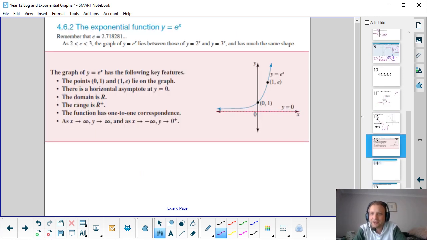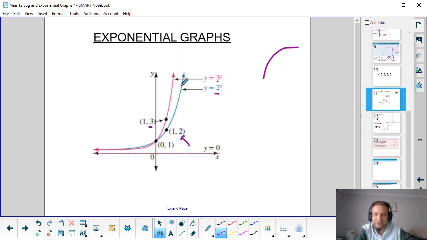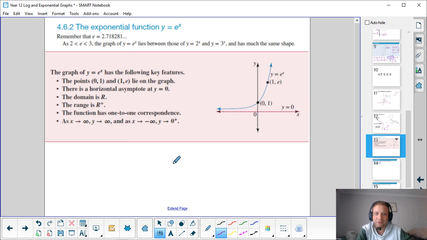All right, it wouldn't be a good exponential video with exponential graphs if we weren't talking about the graph of e to the power of x, or just getting e involved. Just remembering again that e is that irrational number in between 2 and 3, right? 2.718, etc. So it's kind of in between these two graphs from earlier. It would be in between 2 to the power of x and 3 to the power of x, because it is a value in between 2 and 3.